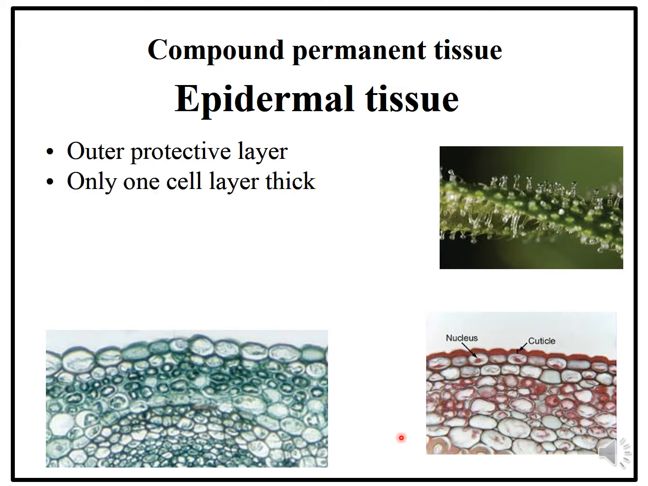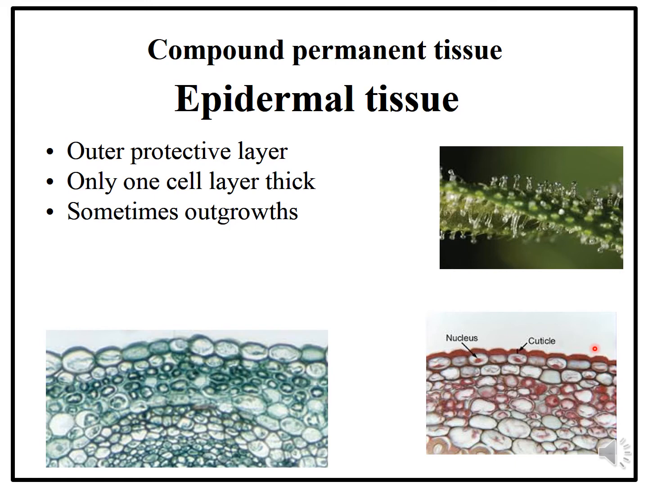Very important, the epidermal tissue or the epidermis is only one cell layer thick. So if you look at this photo here, this is the plant, this is the outside, the atmosphere. So the epidermis is just this one single layer of cells on the outside of the organ. The same here, this one single layer of cells is the epidermal tissue or the epidermis.